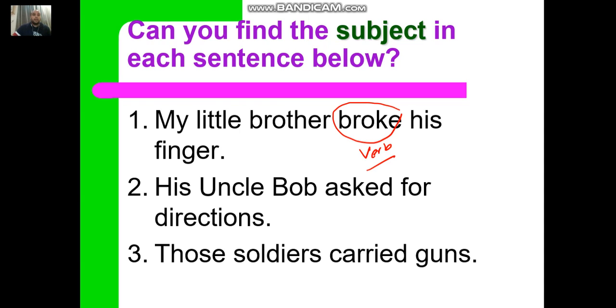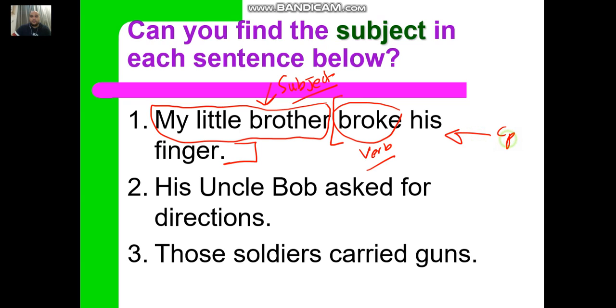Who broke his finger? My little brother. So my little brother is the subject. Then start from the verb till the end of the sentence. Broke his finger is the complete predicate. I'm going to write C3, complete predicate.